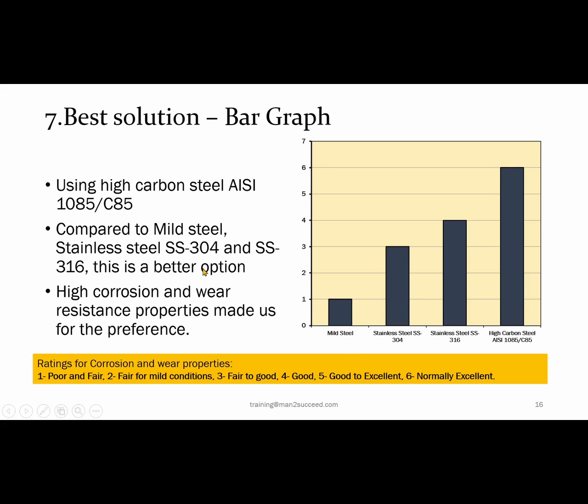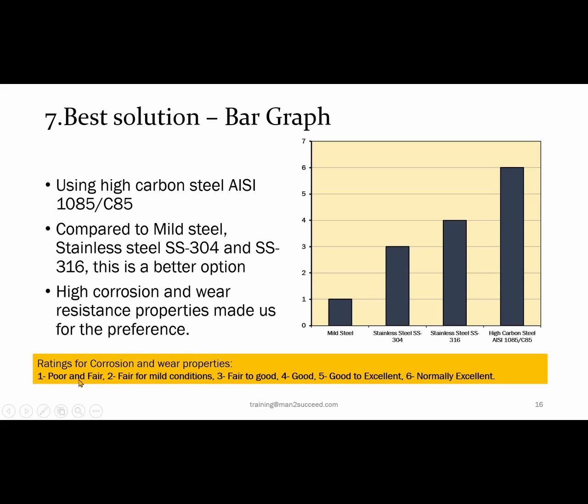Multiple items are there. So, graphical representation, you can see that is using high carbon steel AISI 1085, C85, and this one compared to mild steel, stainless steel, SS304 and SS316. This is a better option. High corrosion and wear resistant properties made for the preference. So they have chosen ratings of corrosion and wear properties.